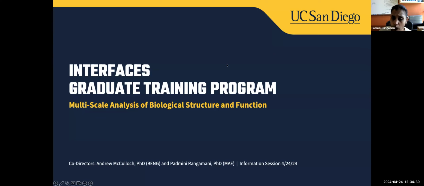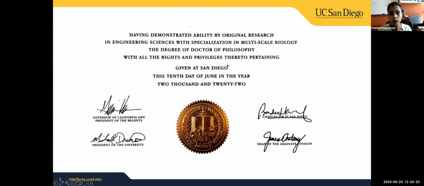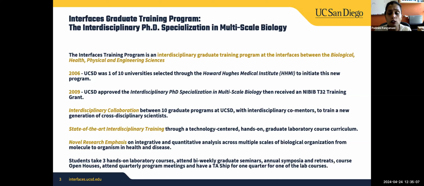So this is a graduate training program. It essentially confers you with a degree, which essentially has a specialization in multi-scale biology. So for example, whatever home department you are in, if you are trying to get a PhD in chemistry or in mechanical engineering, my students have certificates that say PhD in mechanical and aerospace engineering with specialization in multi-scale biology. Okay, so that's the specialization that we are working towards. You still have your home graduate program. And essentially what this allows us to do is think a little bit about what is the value proposition here.